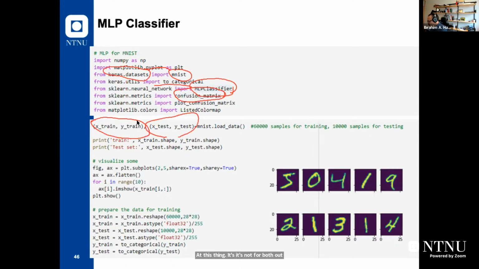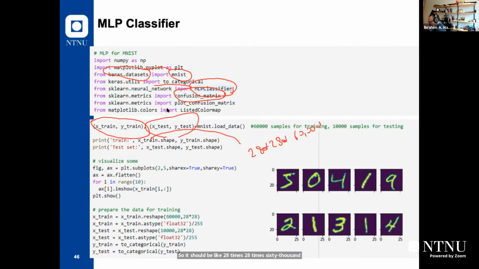If you want to print the size, you can just print the shape of xtrain, ytrain, xtest and ytest. The shape of xtrain should be 60,000 times 28 times 28, right? Because each image is 28 times 28, so it should be 60,000 images of 28 times 28, right?